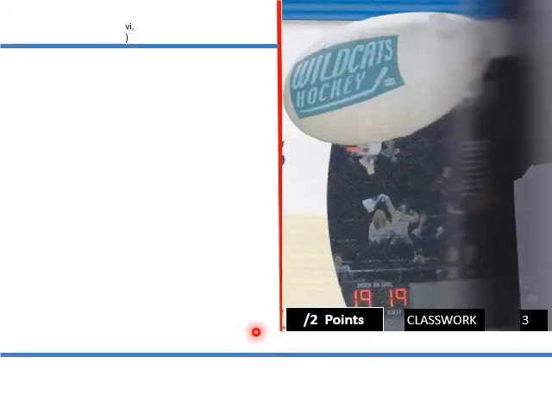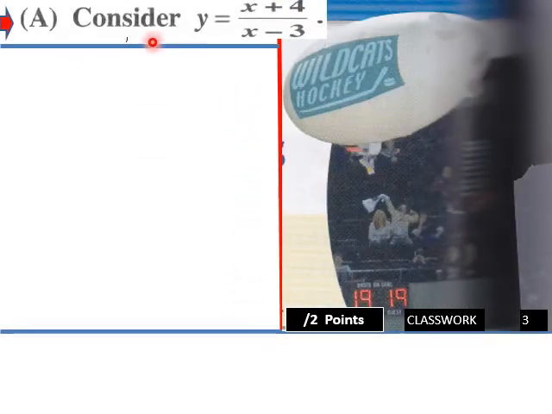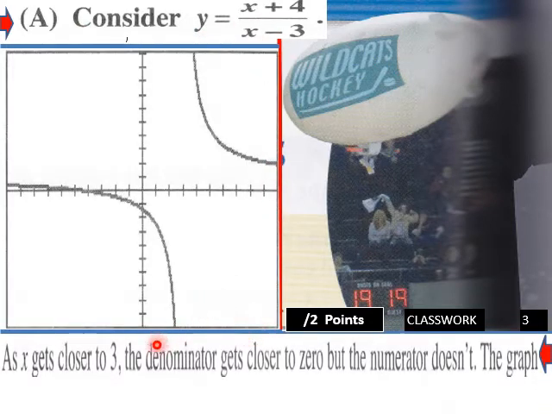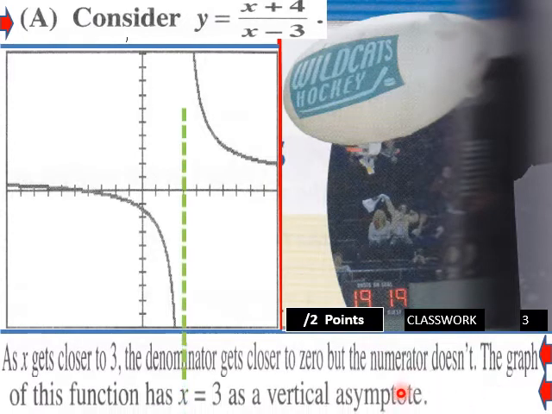So let's get into some examples of these situations. Consider y equals (x plus 4) over (x minus 3). And then here's a graph of that. As x gets closer to 3, which is here, 1, 2, 3, the denominator gets closer to 0, but the numerator does not get close to 0. The graph of this function has x equals 3 as a vertical asymptote. So here is your vertical asymptote for that.